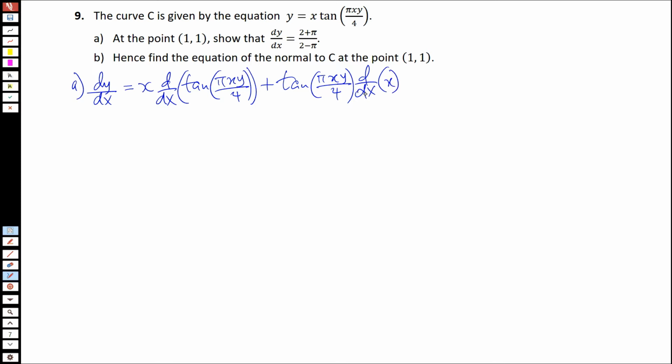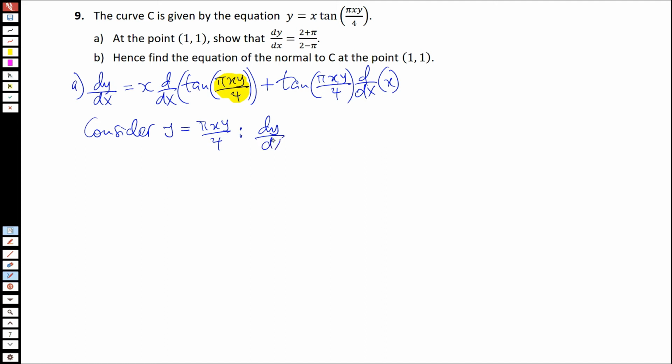Okay, so at this point, we can apply the chain rule to differentiate this. But before I apply the chain rule, which will mean applying it 3 times, let's first of all consider this part here. So consider u being equal to pi xy over 4. Basically what I want to do is to differentiate that to find out what du over dx will be, so that when I apply the chain rule, I know what to plug in.